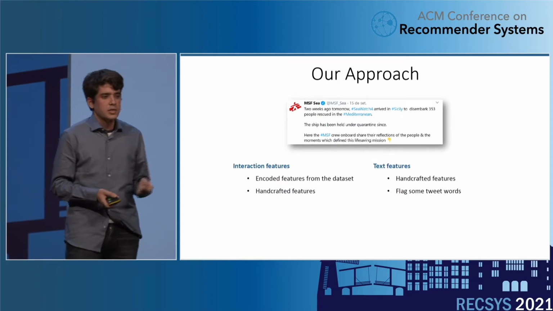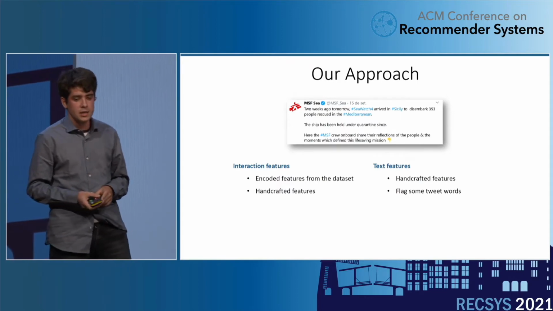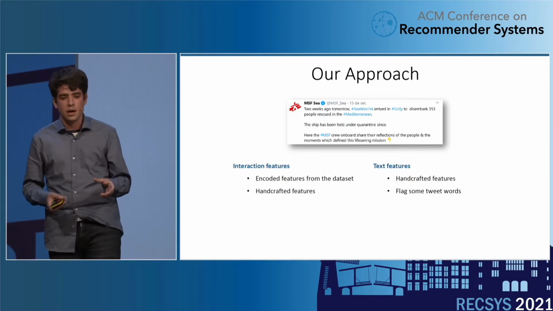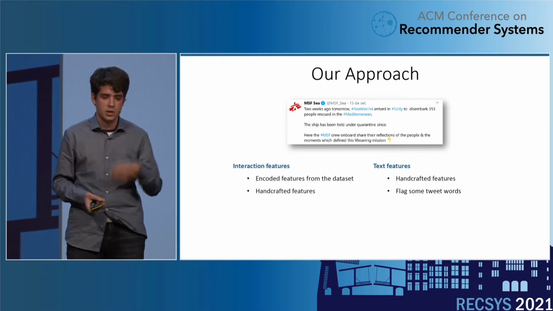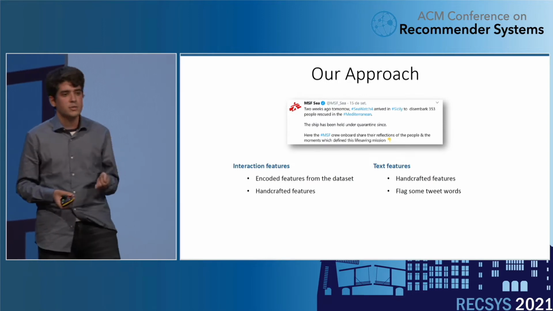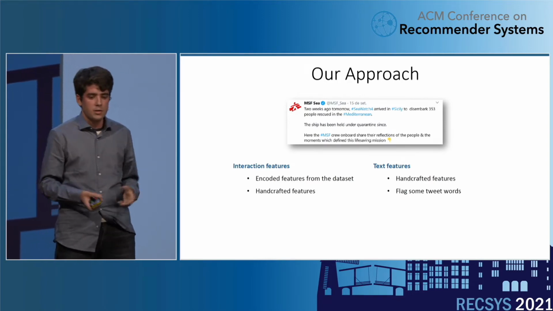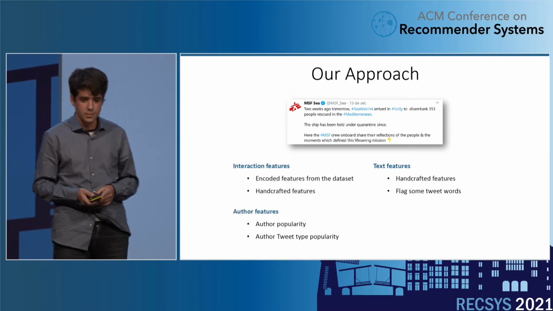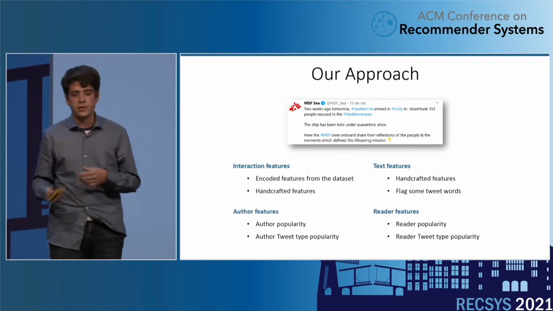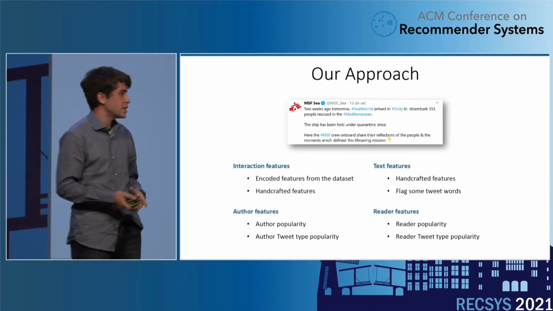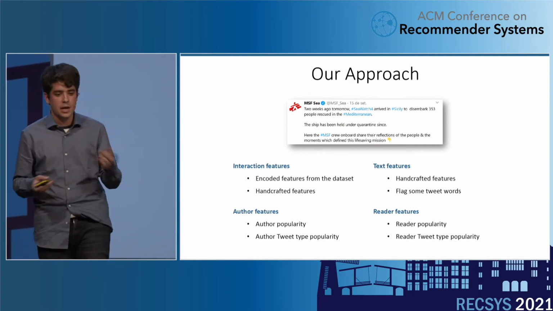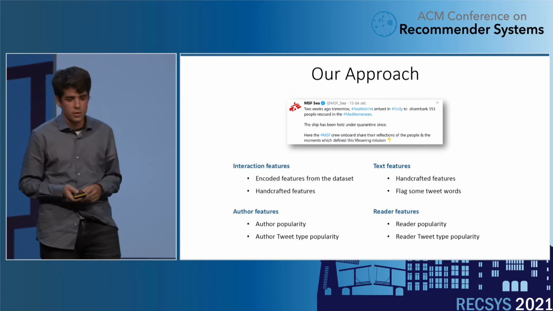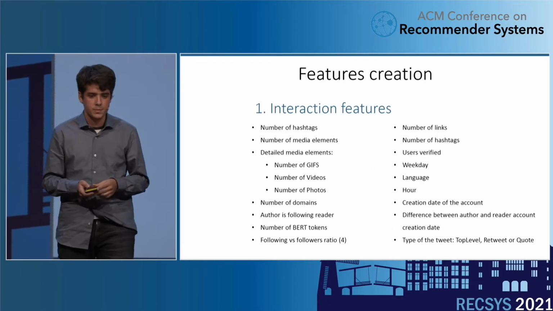We also extracted some relevant features from the text, the verb tokens that were provided, and we couldn't create complex models because of the restrictions, but we flagged some relevant words that we thought could be interesting for our models. And finally, we have author and reader features that I will explain, but are mainly based on popularity or target encoding that other teams commented.